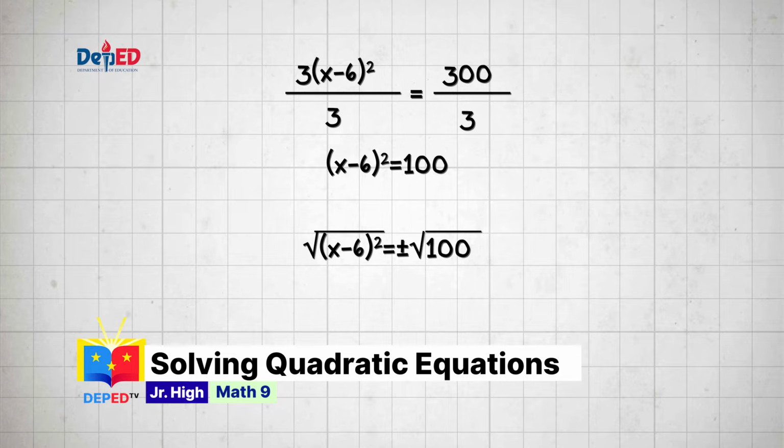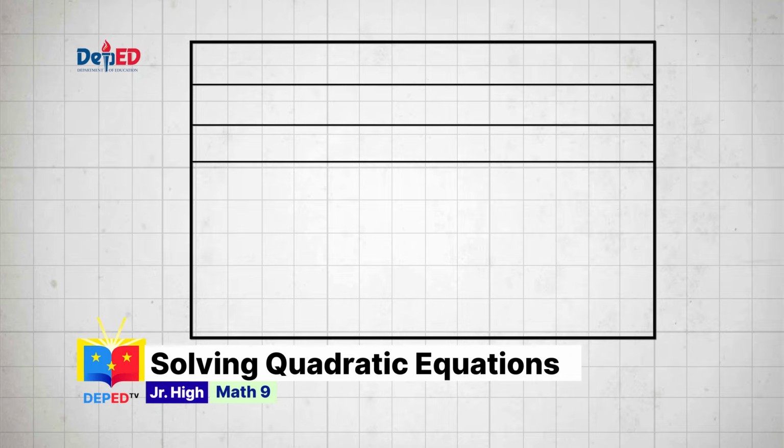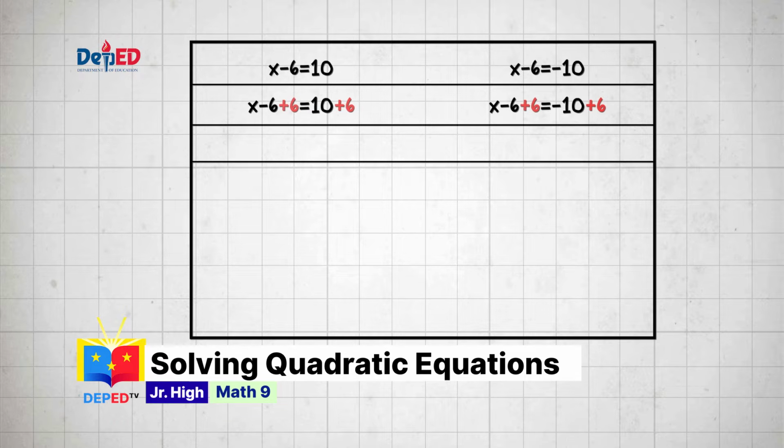So target achieved. Next step is to extract the square root of both sides. The resulting equation is x minus 6 equals positive or negative 10. We now solve for the value of x using each of the square roots of 100. Hence, the equations x minus 6 equals 10 and x minus 6 equals negative 10. To isolate the variable x, we must eliminate negative 6 on the left side of each equation. We do this by adding 6 to both sides of each equation. So last step is to simplify.